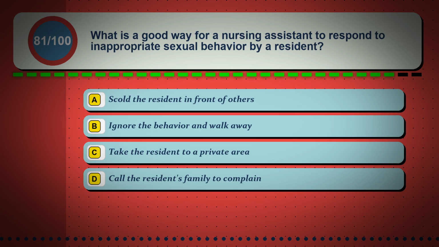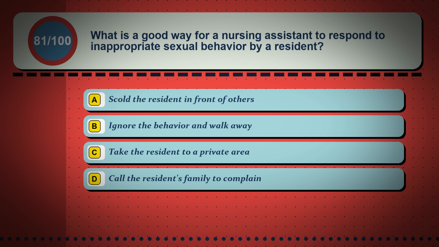Question 81. What is a good way for a nursing assistant to respond to inappropriate sexual behavior by a resident? Option A. Scold the resident in front of others. Option B. Ignore the behavior and walk away. Option C. Take the resident to a private area. Option D. Call the resident's family to complain.